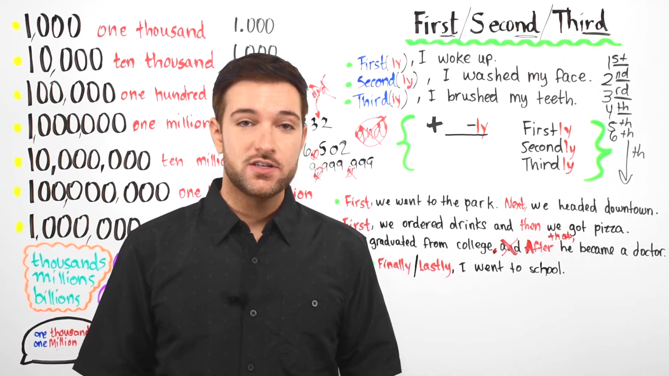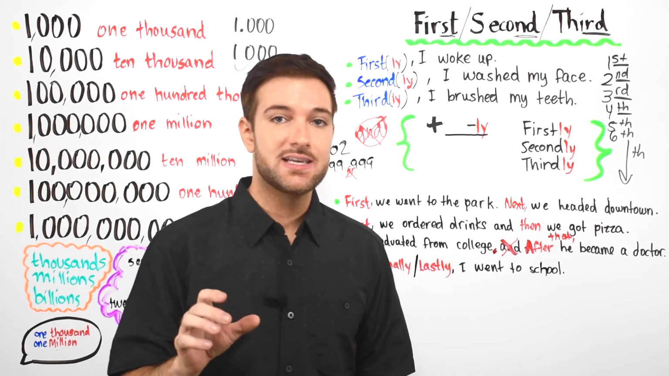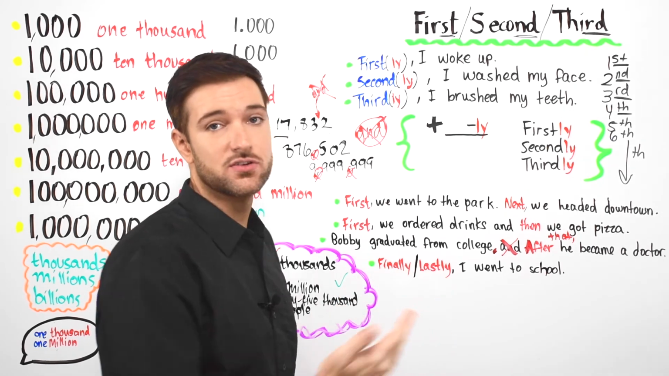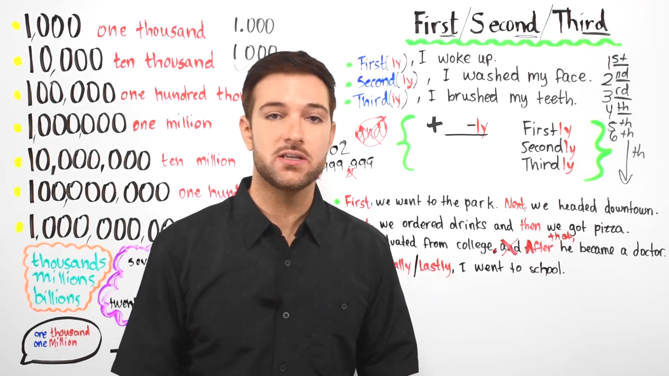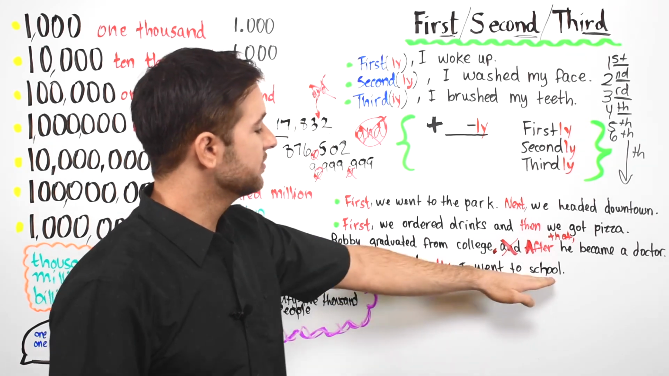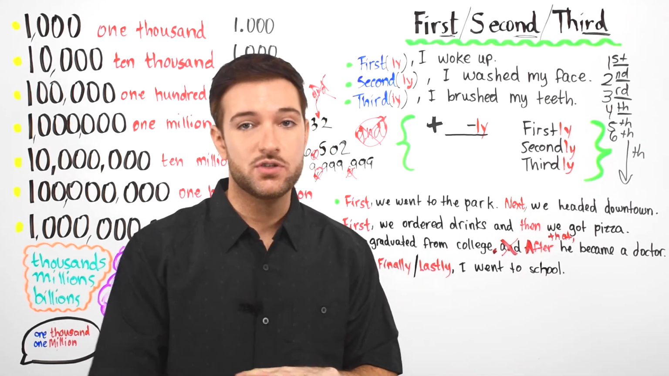Now, when you want to finish what you're saying, okay, in the series of sequences, you can say either the word finally or you can say lastly. So finally and lastly are the words that we use at the end of a sequence. Okay, so finally I went to school. Or you could say lastly I went to school. Done. You end the sequence.